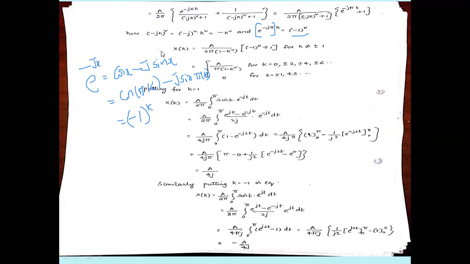You got the X of k here. So to plot the magnitude and the phase, take k equal to 1 and find out the value of X of k. Similarly, for k equal to minus 1, we get A by 4j and minus A by 4j.